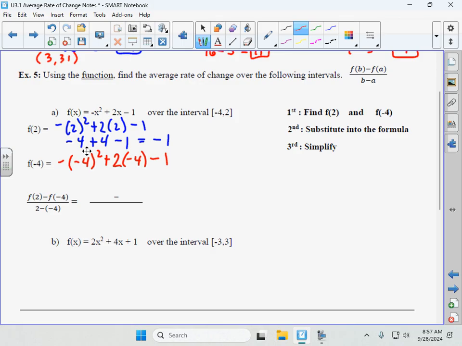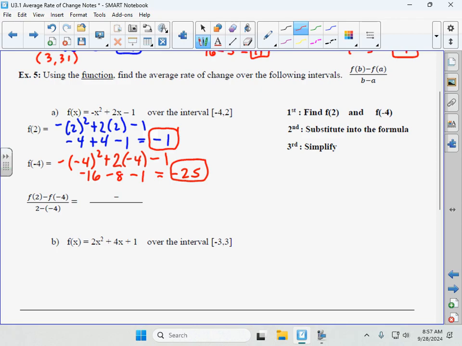Okay, order of operations. -4 squared is 16. 16 times -1 is -16. 2 times -4 is -8, and then minus 1. -16 minus 8 is -24. -24 minus 1 is -25. Okay, so we found our two function values, f of 2 and f of -4.